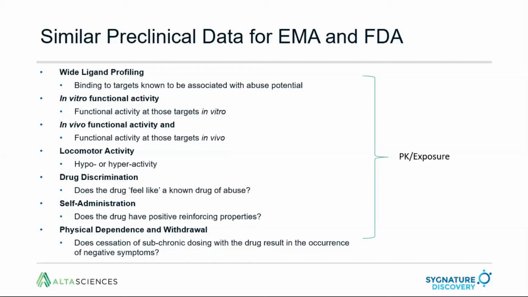And then building from there, there are three assays which are somewhat bespoke to the abuse liability assessment. The first of these is the drug discrimination, which asks the question of the animal, does the drug feel like, is it perceived as being similar to a known drug of abuse? The self-administration assay, which asks the question around whether the drug has positive reinforcing properties, and the physical dependence and withdrawal assay, which asks whether a cessation of subchronic dosing with the drug results in the occurrence of negative signs and symptoms that themselves may encourage subsequent drug taking. And of course, all of this data is contextualized in the same way as the vast majority of drug discovery, drug development data with PK and exposure information.